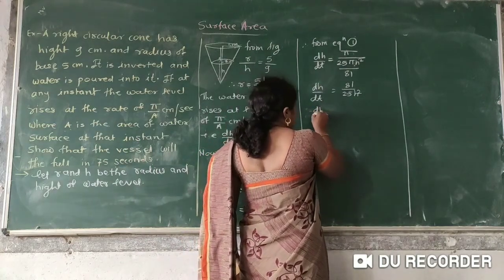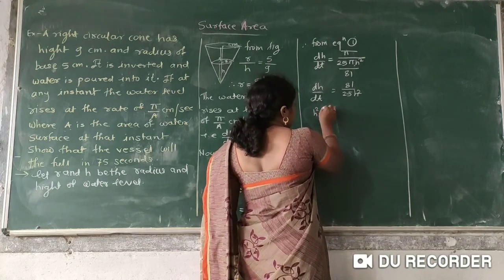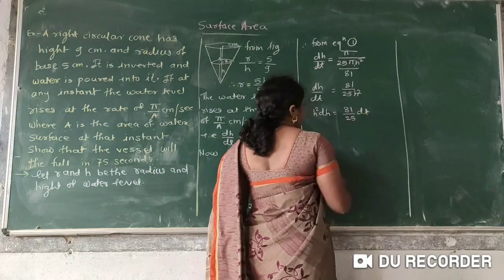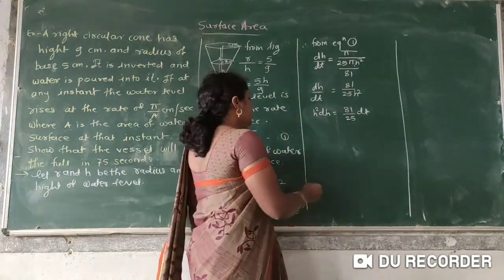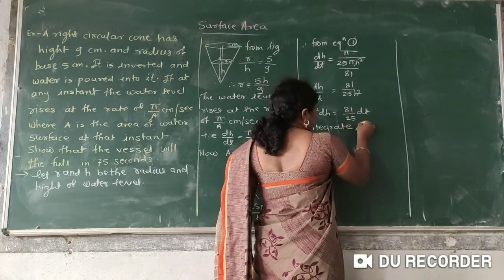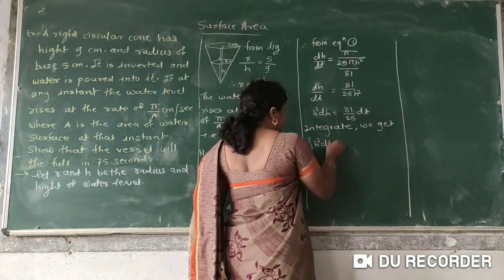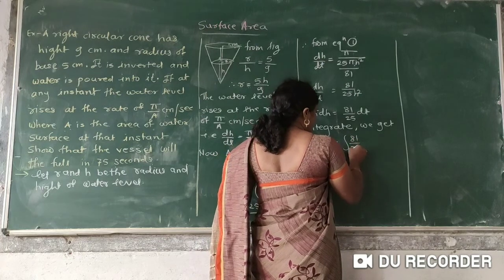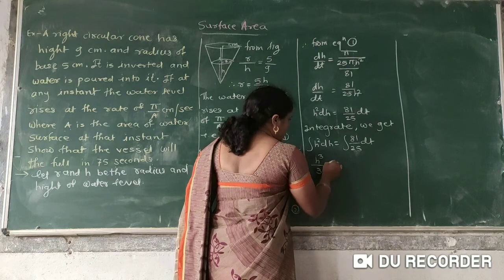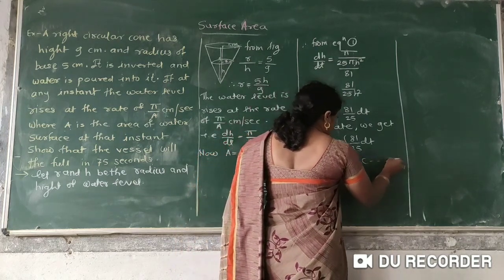This is the differential equation, and it can be solved by separating variables. We get H square dH is equal to 9 upon 25 dt. It is the variable separable form. Then integrate, we get integration of H square dH is equal to integration of 9 upon 25 dt, that is H cube upon 3 is equal to 9 upon 25 t plus c. Suppose this equation as 3.